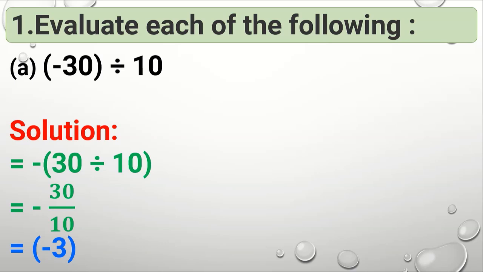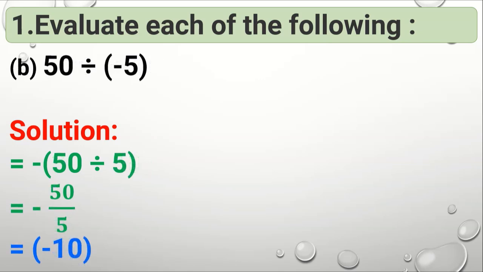Minus 30 divided by 10 means minus 30 upon 10. We can cut 30 and 10 because 10 ones are 10 and 10 threes are 30. So the answer will be minus 3. Next one is 50 divided by minus 5. So minus, we will take it as common. So 50 divided by 5, that is 50 upon 5. We can cut it because 5 ones are 5, 5 tens are 50. So minus 10 will be our answer.